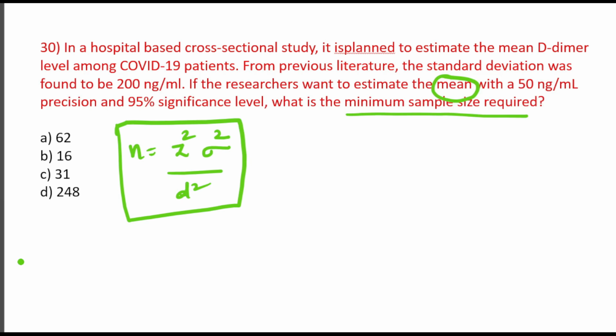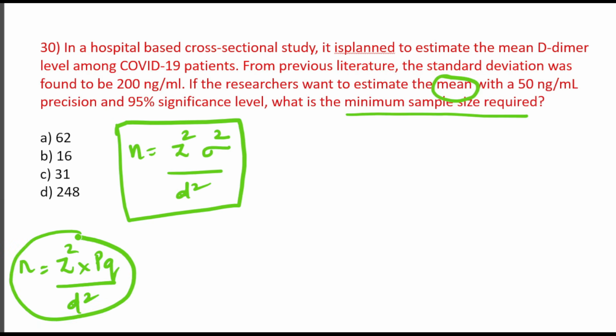In the proportions, the sample size formula was n is equal to z square into p into q by d square. But once standard deviation is given and you are asked to estimate the mean, then what will be the sample size? You have to use this formula.